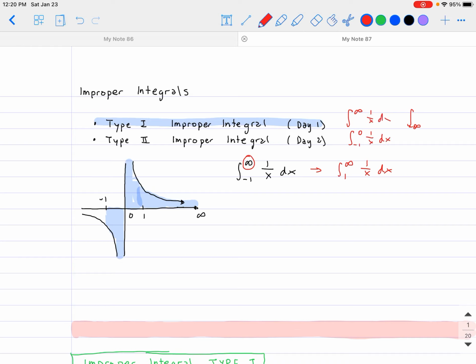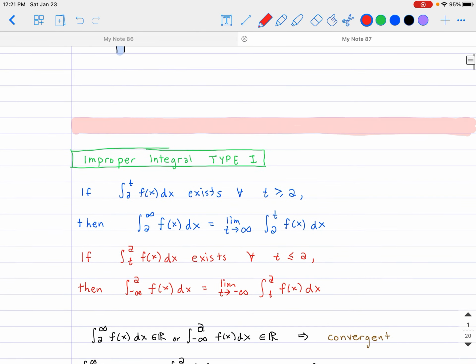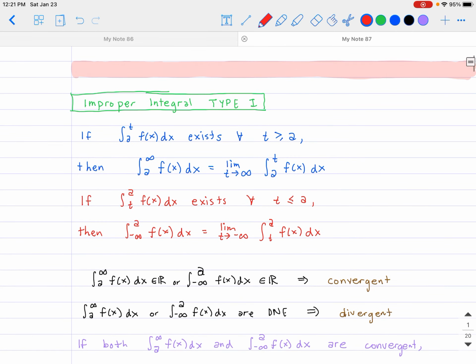So here is how we're going to break each one down, okay? Let's go ahead and take a look for right now at type 1. So we'll scroll down right here. The first part, as we said, the improper integral is what happens when you have a boundary that is either positive or negative infinity.